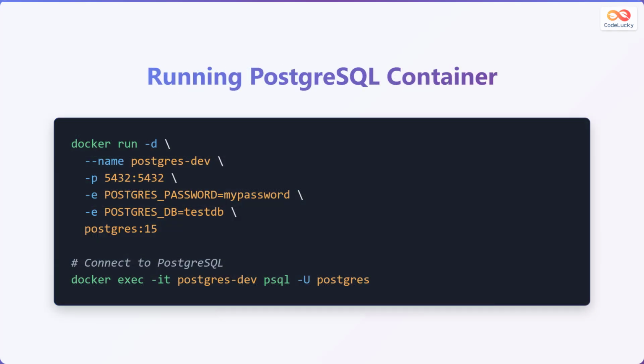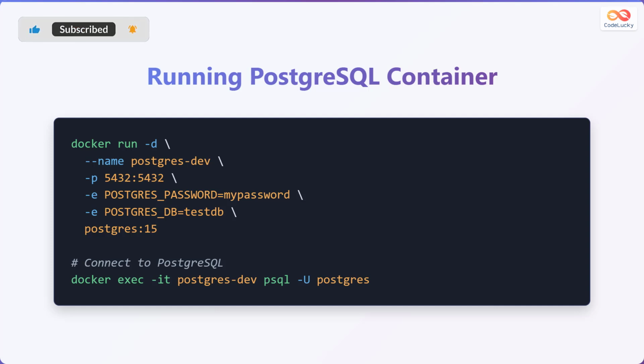Now let's see how to run a PostgreSQL container with Docker. Use the command docker run with the detach flag to run the container in the background. Assign a name to your container using the name flag. Here it is named postgres-dev. Map the port 5432 of the container to the same port on your host machine using the publish flag -p. Set the PostgreSQL password using the environment flag and the POSTGRES_PASSWORD variable.